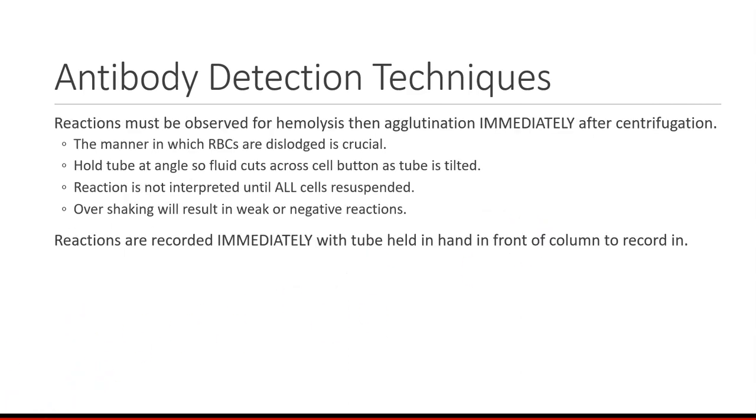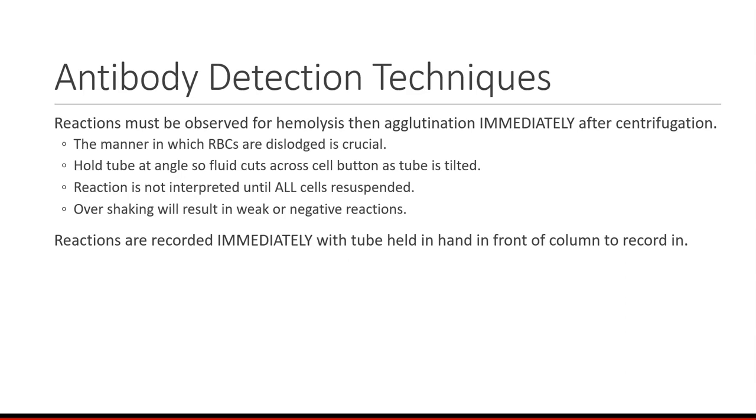Reactions must be observed for hemolysis and agglutination immediately after centrifugation. The manner in which the red cells are dislodged is crucial. You want to hold the tube at an angle so the fluid cuts across the cell button as the tube is tilted. The reaction is not interpreted until all cells are resuspended.